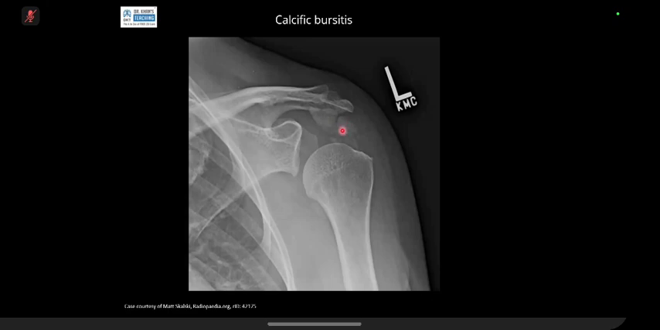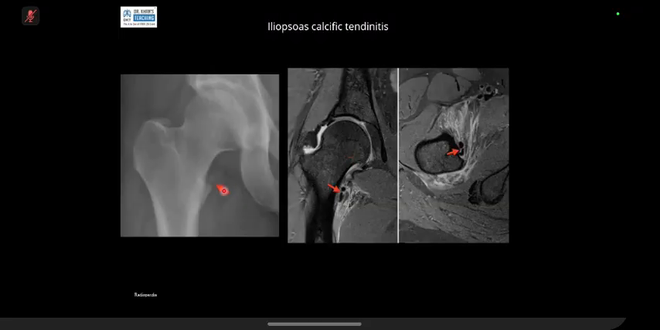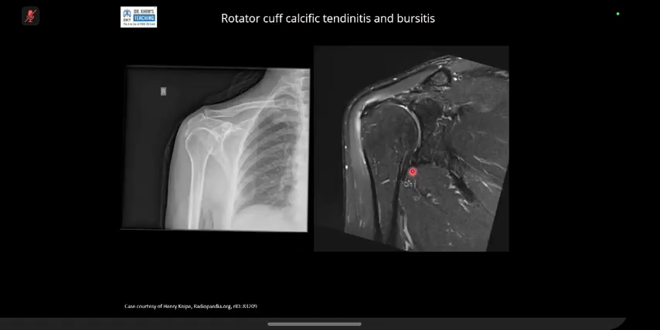You can imagine, once you know the pathology, you can make the radiology out of it. This is along the lesser trochanter, and you can see that it will cause edema, and that is why there can be pain, etc. This one, another one next to the supraspinatus, and then there is edema along it.